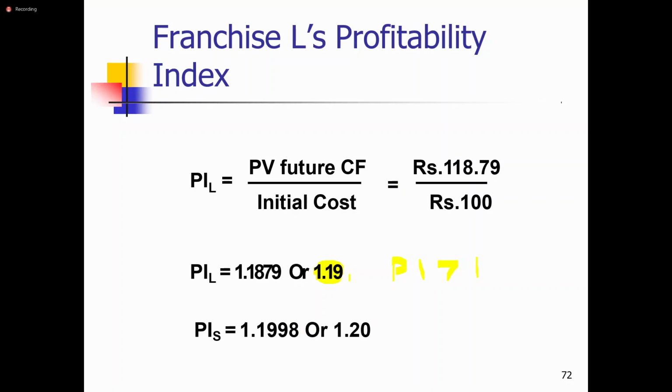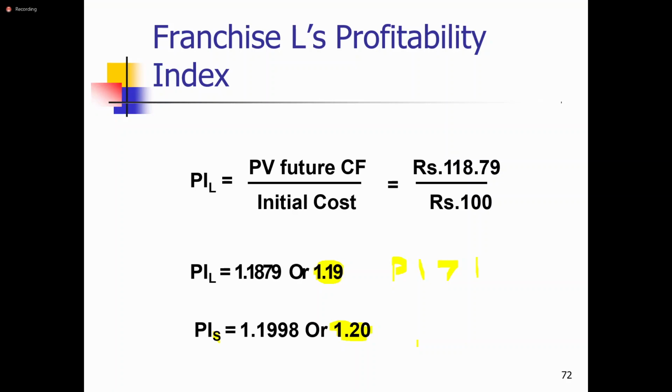Now, if you calculate in a similar way the profitability index for our project X, it is 1.2. So you can see both are greater than 1. So both projects you can accept based on the profitability index. Normally, if the projects are independent, we can accept both. If they are mutually exclusive, you may select the one with the highest profitability index.